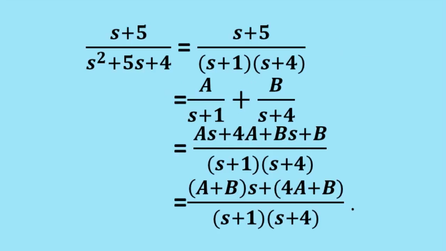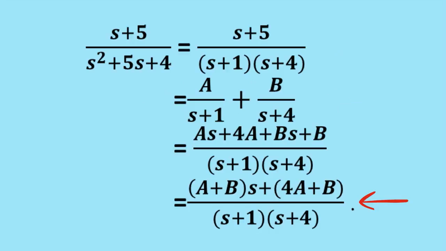But the basic idea is that we express the fraction as A on s plus 1 plus B on s plus 4, and we want to solve for A and B. And we can cross multiply. We get down to this line here where we've simplified it a bit.